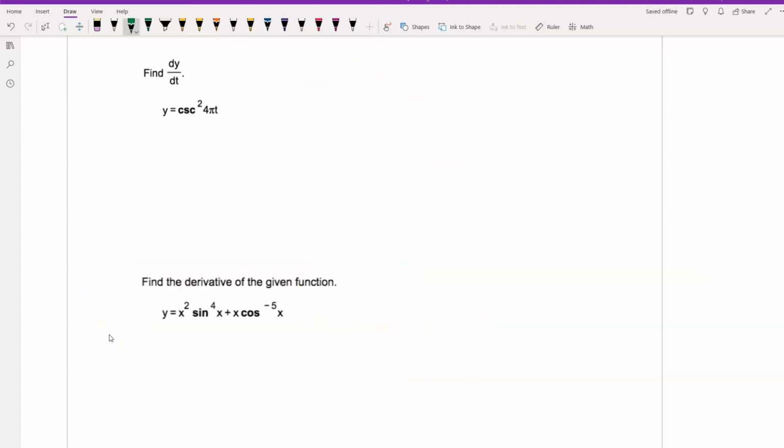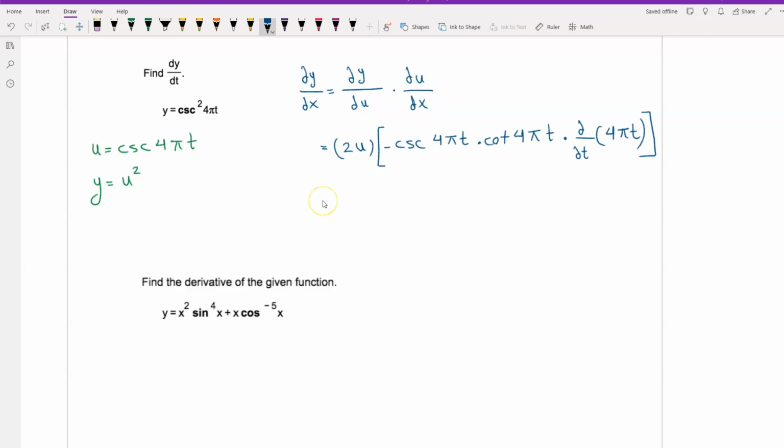Find the derivative of y with respect to t. Y is equal to cosecant squared of 4 pi t. U is equal to the base in the expression, so u is cosecant 4 pi t, and y is u squared. So the derivative of y with respect to t is equal to the derivative of y with respect to u, that is 2 times u based on what we have here, and then multiply by the derivative of u with respect to t.